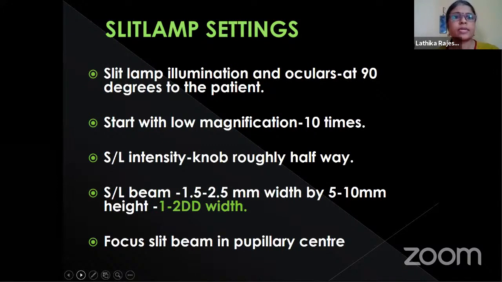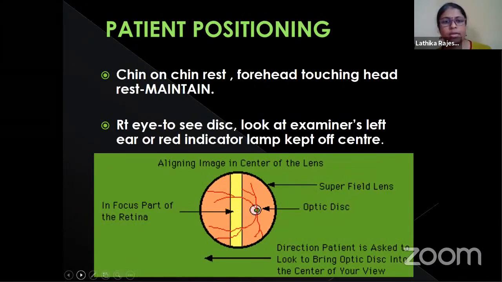So these are the settings. The illumination and the oculars of the slit lamp should be at 90 degrees to the patient. You can start with 10x magnification because that way it is easier to focus than with 16x magnification. The intensity of the slit lamp should not be too much, otherwise you can even trigger a sneezing reflex in the patient. So it should be a midway intensity, the knob should be midway. The slit beam is usually 1 to 2 disc diameters, not more than that, otherwise you will lose focus. And you have to focus your beam right through the center of the pupil.